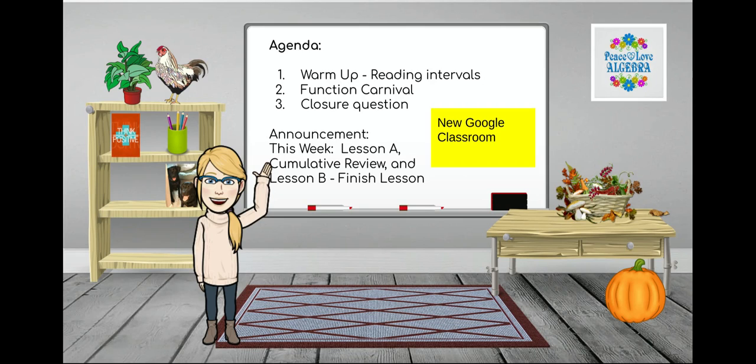This week, you will have a Lesson A, your cumulative review, and Lesson B will be finishing this lesson. There will be no test or quiz this week. Also, by the end of the week, you will be invited to a new Google Classroom for quarter 2. When we're finished with this one, you can archive it or just keep it so you can access your materials. Once a Google Classroom is archived, you can always reinstate it. It does not go away.